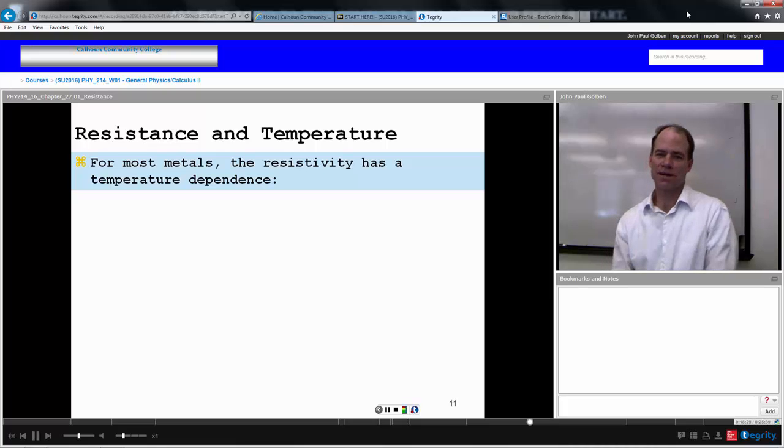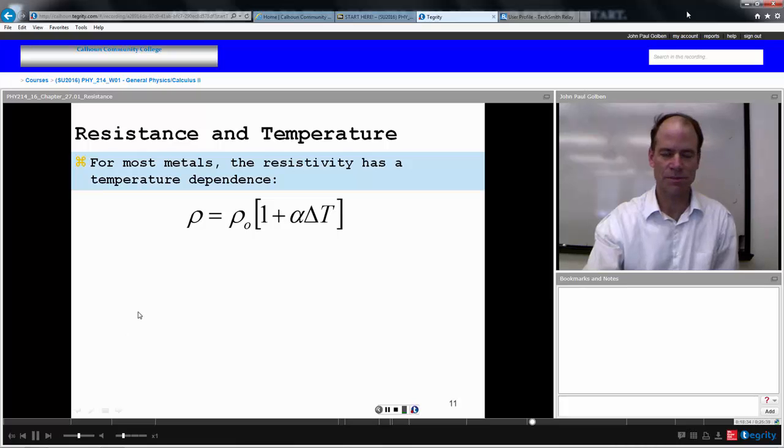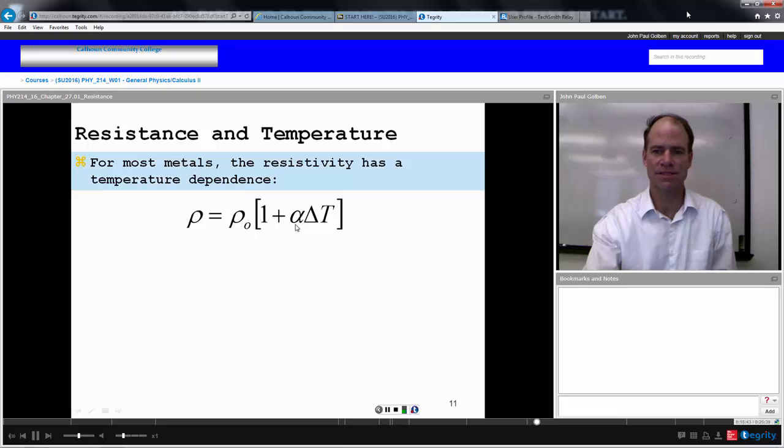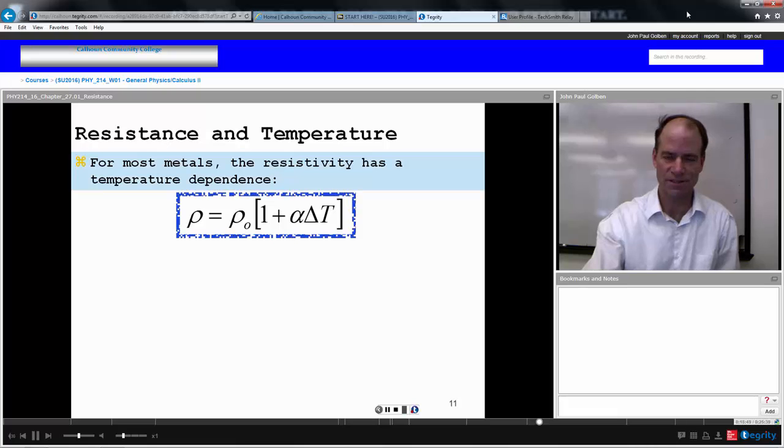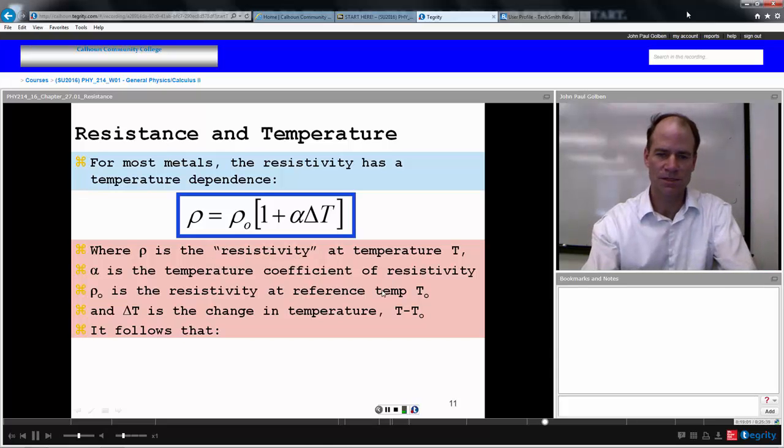For most metals, the resistivity, which is an intrinsic property, has a temperature dependence. The resistivity is equal to some reference resistivity, usually at room temperature, times 1 plus another constant, alpha, times delta T, and this alpha is called the temperature coefficient of resistivity. So rho is the resistivity at temperature T, rho naught is the resistivity at some reference temperature, usually room temperature or possibly 0 degrees Celsius. And delta T is a change in temperature.